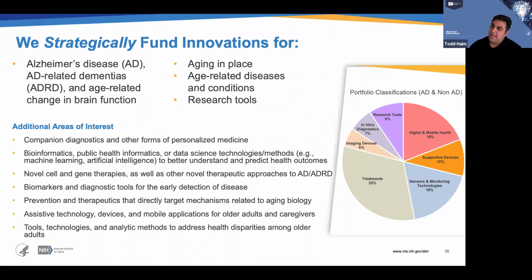Next slide. We strategically fund innovations. Just to give you a sense for what we look for in SBIR, we really fund everything within the NIA mission, in terms of aging in place, research tools, Alzheimer's disease and related dementias. And then on the slide, we list some additional areas of interest: companion diagnostics, bioinformatics, novel cell and gene therapies, biomarkers, prevention and therapeutics, assistive technology, and tools, technologies, and analytic methods to address health disparities.